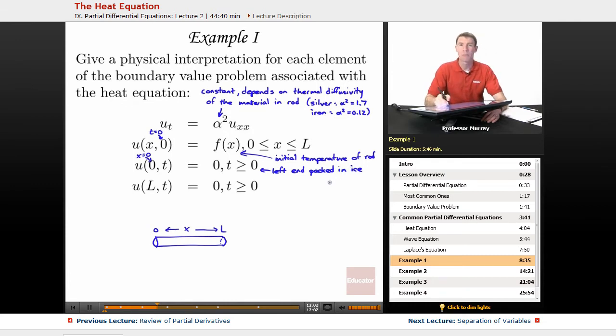So no matter how much heat might travel to that left end of the rod, say from the middle of the rod, we're forcing the left end of the rod to stay at temperature 0. U of L, t, that means we've plugged in x equals L, which corresponds to the right end of the rod. If that's also forced to stay at 0, that would mean that the right end of the rod is also packed in ice.